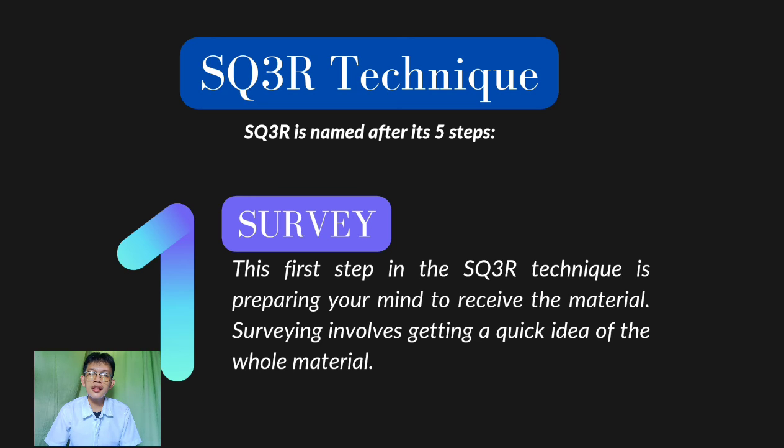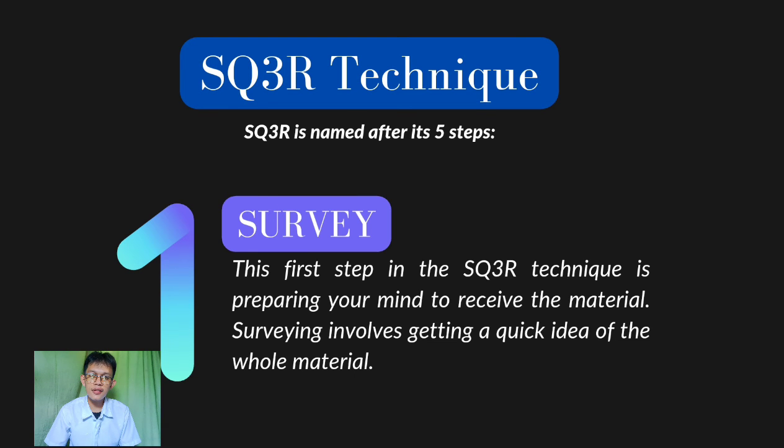And this technique is great for comprehension and memory. So the first step is survey. So it is preparing your mind to receive the material, and surveying involves getting a quick idea of the whole material. So basically, it's like researching or surveying about the material. So there are different ways to survey a reading material, and those are first, reading the introduction. Second is looking at the chapters or headings and subheadings, looking at the pictures or charts if there are any, and reading the summary. And lastly is to look up for study questions, look for questions. So that is how we do surveying.